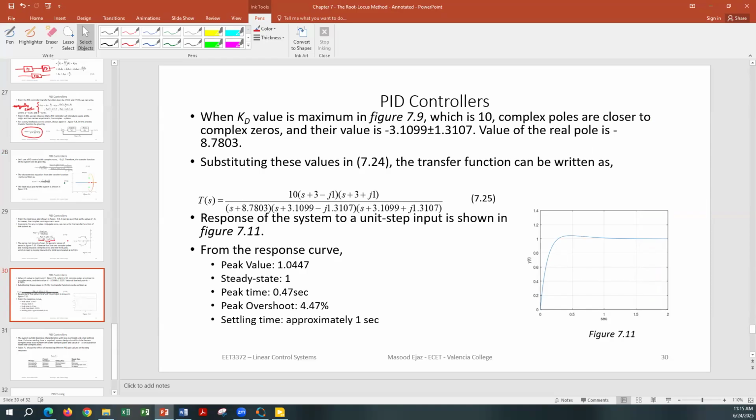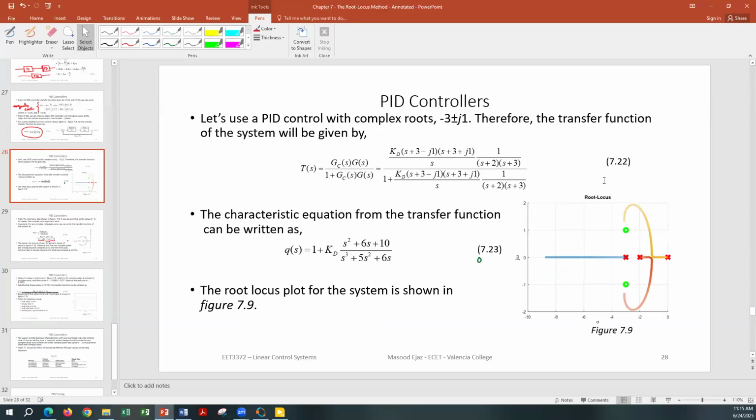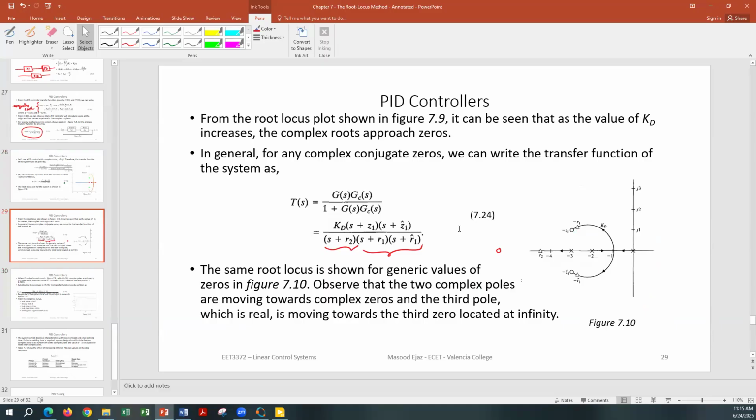Value of the real pole was 8.780. Substituting these values in 7.24, the transfer function can be written as this. If we substitute the value of k, which is 10, in 7.24, we write this equation. So the value of k is 10, (s plus z1)(s plus z2).